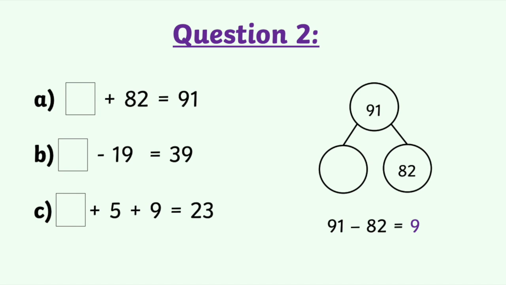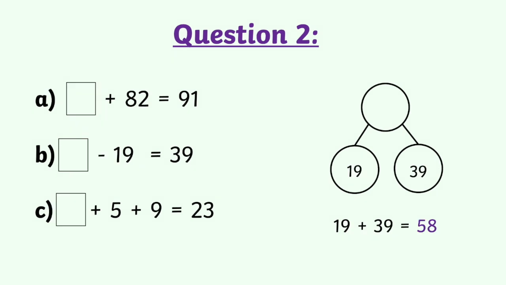Now I'd drawn it in a part whole model, and I could see that one way of working this out would have been to do 91, take away this part, 82, and that would have given me the answer. So 91 take away 82 gives me 9. I might have been able to do this in my head and just think, what can I count on from 82 to get to 91? But either way, the part whole model may have helped you to think about what was going on in the question. Let's have a look at part B.